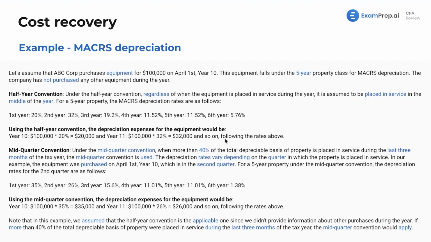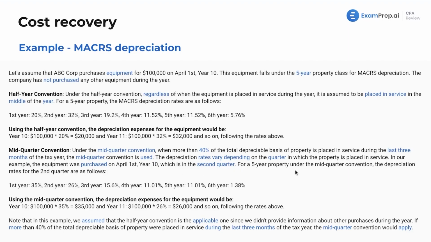Now, for the mid-quarter convention, when more than 40% of the total depreciable basis of property is placed in service during the last 3 months of the tax year, the mid-quarter convention is used. The depreciation rates are going to vary depending on the quarter in which the property is placed in service. Now, in our example, the equipment was purchased on April 1st, year 10, which is the second quarter.